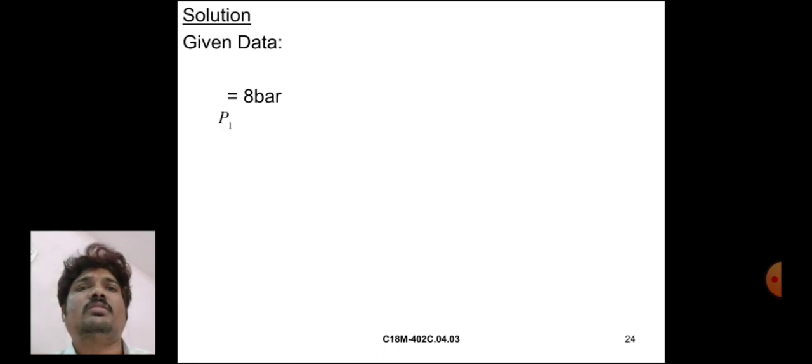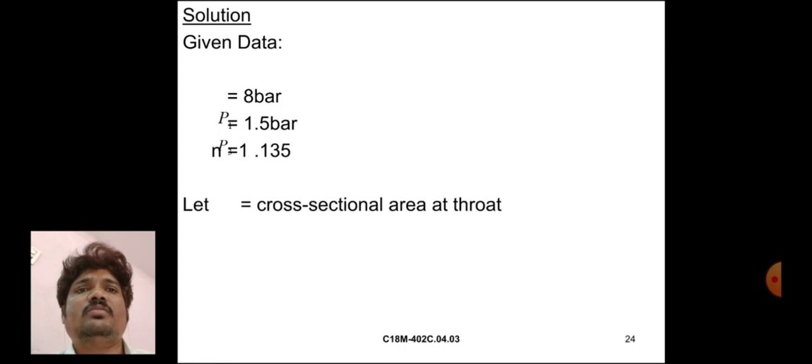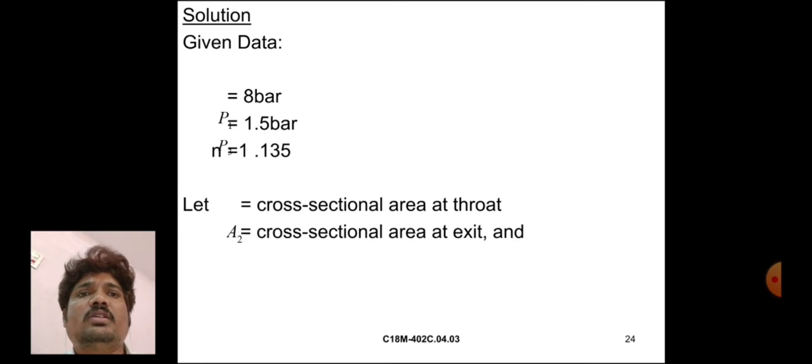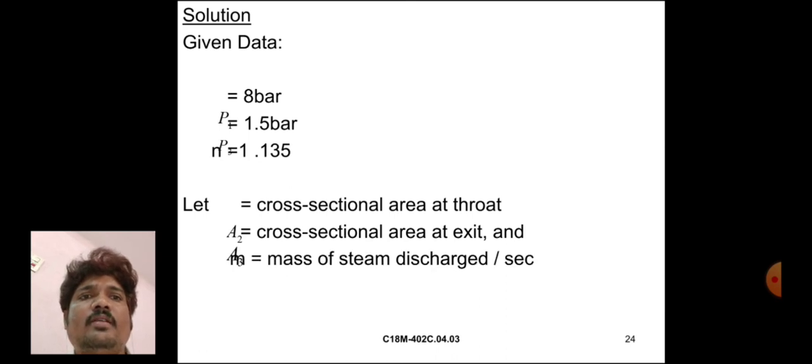Solution for this third problem. Given data: P1 is 8 bar, P3 is 1.5 bar, n value is 1.135. A2 is the cross-sectional area at throat. A3 is the cross-sectional area at exit. M is the mass of steam discharge per second.